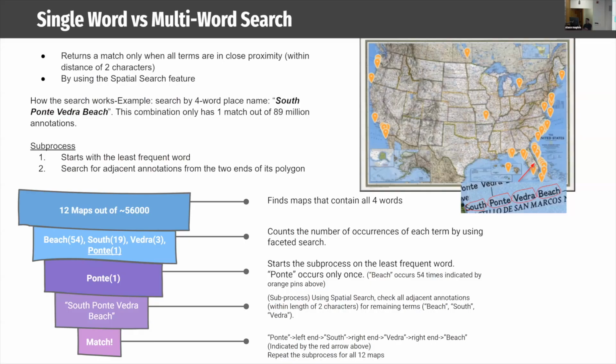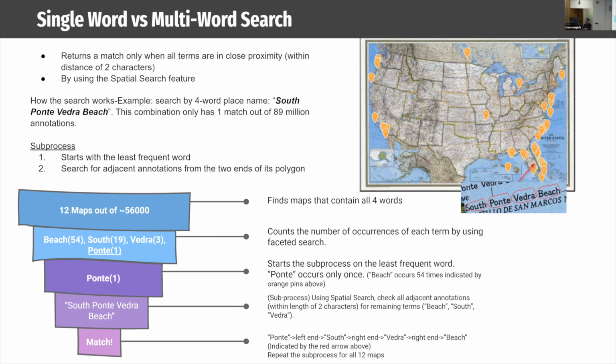Next, I want to talk about the difference between a single-word and a multi-word search. In a multi-word search, it returns a match only when all the terms are in close proximity on a map. And we do this by using the spatial search feature in Solr. I like using this example, a place called South Ponte Vedra Beach in Florida, because this combination only has one match out of the 89 million annotations generated across 56,000 maps.